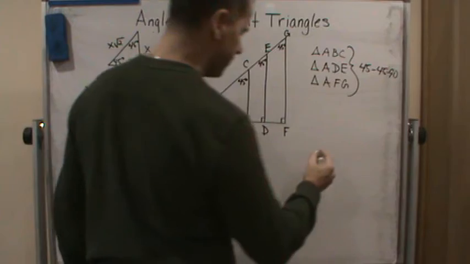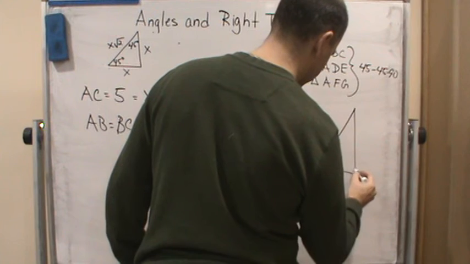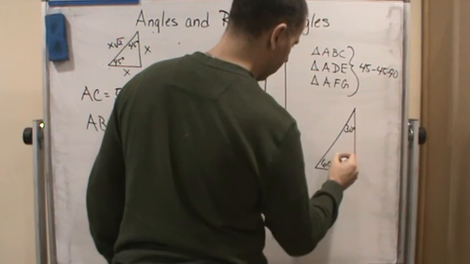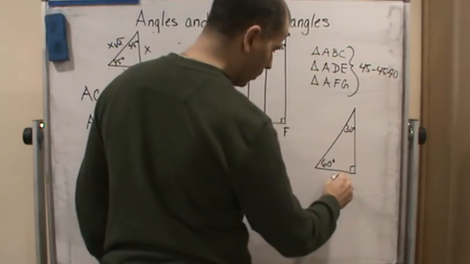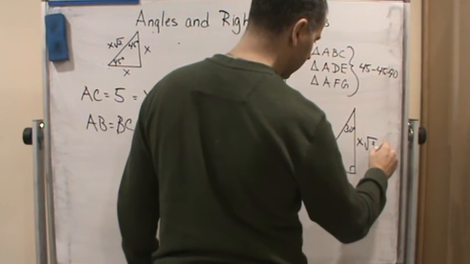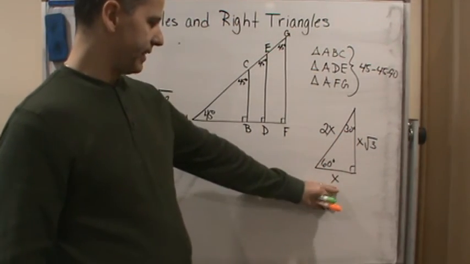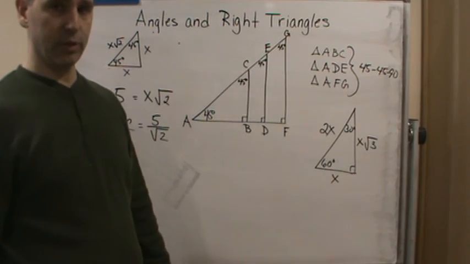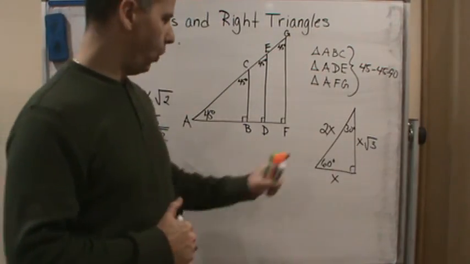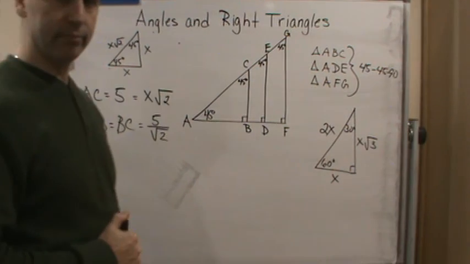Because again, let's do the 30, 60, 90 triangle. So let's say this is 60, 30, 90. Okay? Then I know this is going to be x. This is going to be x times the square root of 3. And this is going to be 2x. So now whatever the length of this side is, I know what the other two sides are going to be. And I can do the exact same thing. Right? So if I know one of the sides, I can get the other one by using this relationship.